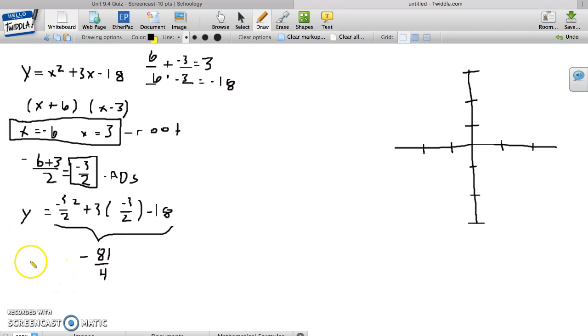So I'm just going to write negative 3 over 2, comma, negative 81 over 4. And those are our vertex. Okay, so that's our vertex. We have our axis of symmetry and we have our roots. So now all that's left is to graph this.